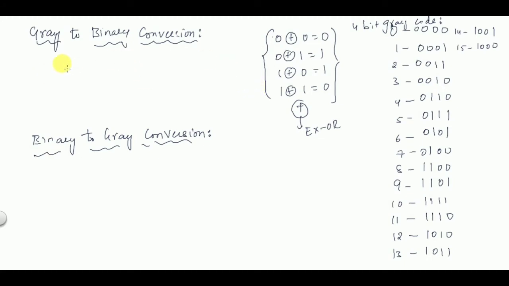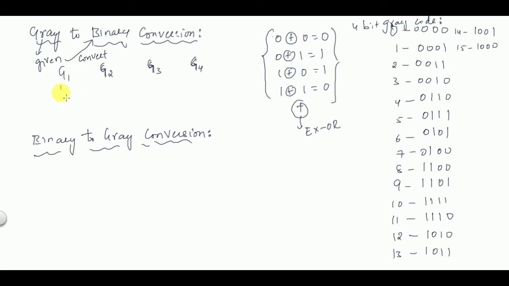Okay, so gray to binary conversion. You are given a gray code, and you have to convert that into binary. I'm taking a 4-bit gray code, and let those 4 bits be G1, G2, G3 and G4.